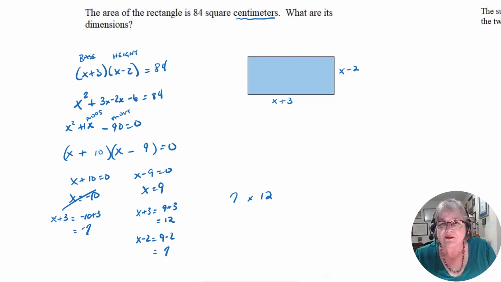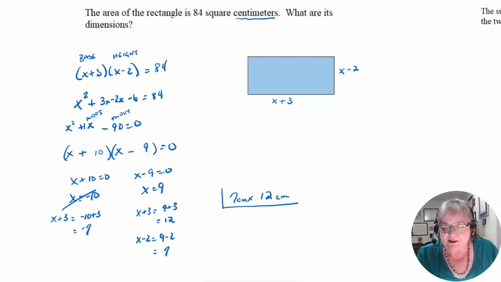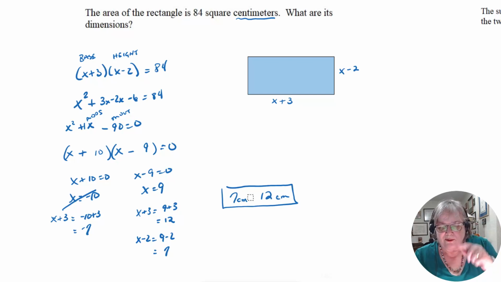This is not inches, it's not meters, it's not miles. So if it has units in it, you need to be sure that your answer has units in it, otherwise you'll be partially wrong. So this is 7 centimeters and 12 centimeters, and this is your final answer, 7 centimeters by 12.